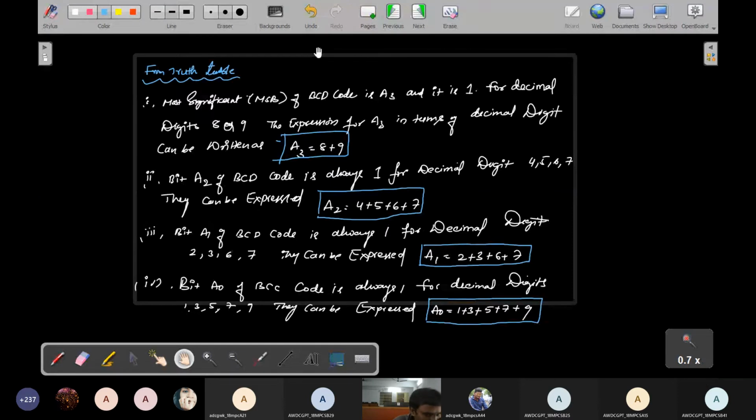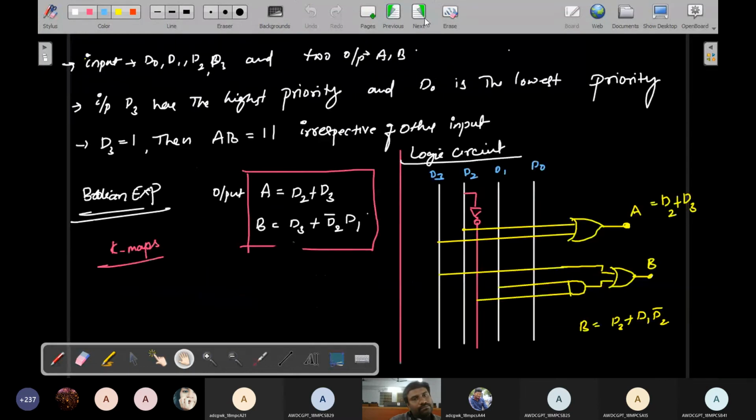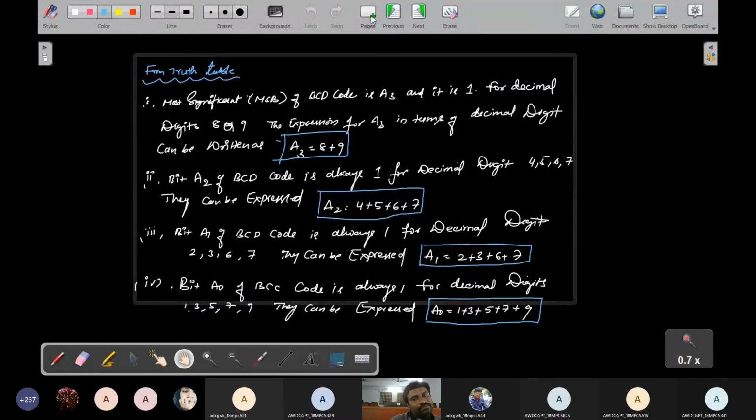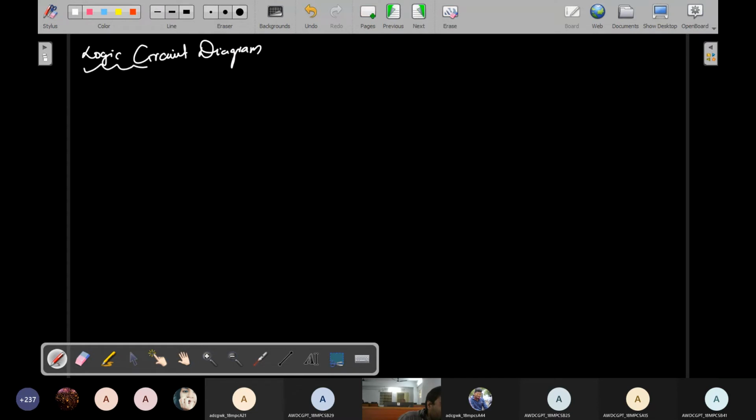So please note everybody, I'll move to the logic circuit diagram. I'll move to the next page. Okay, the next page, now logic circuit diagram. How to draw the logic circuit diagram?